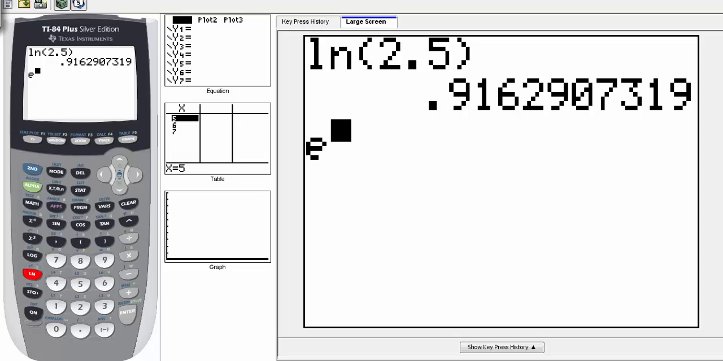And once again, what that means is if we were to take a second function in this e to the x, so e to the power, if I hit second answer, that's going to bring down this decimal of 0.916290739 without rounding it. So when I hit enter, we should end up with 2.5.